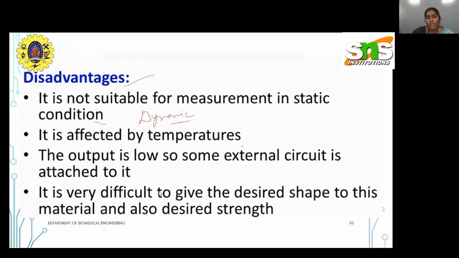The second point is that it is affected by temperature. It is very sensitive to temperature, so it will affect the output result also. So that is one of the drawbacks. And the output is low, so some external circuit has to be attached to it.